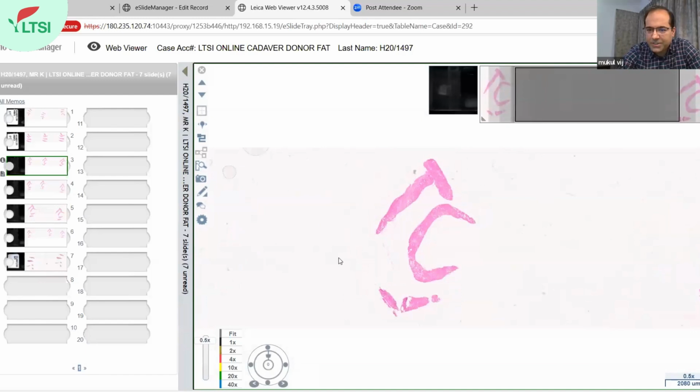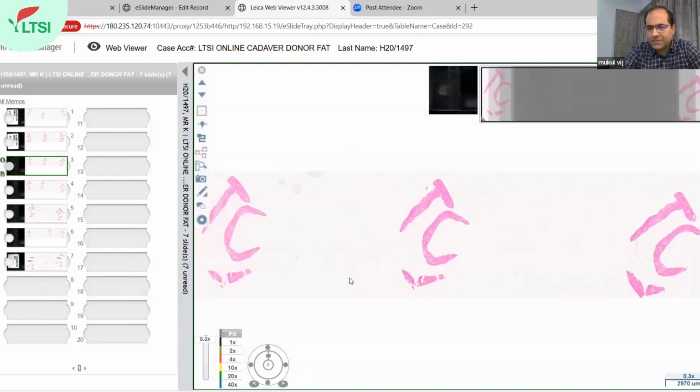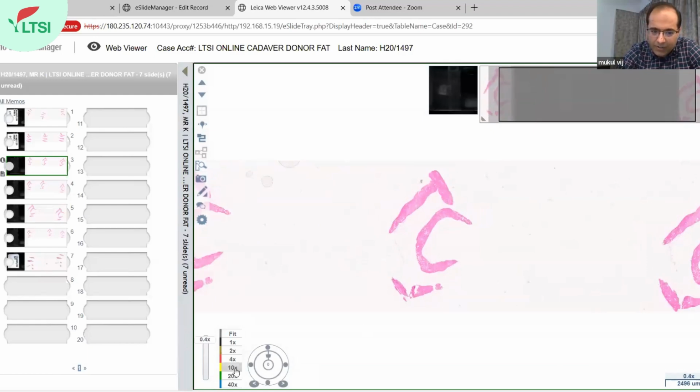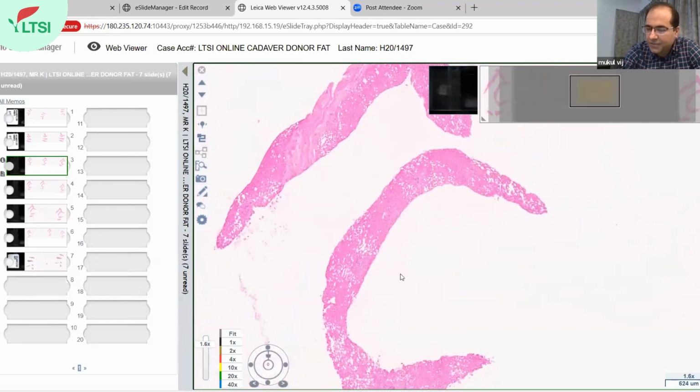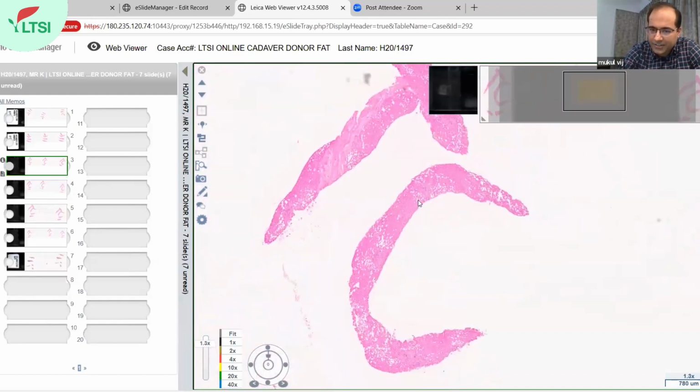Prof, this is the biopsy we received. This is a cadaver donor biopsy. The surgeon suspected that there is fatty change in the liver. I'm showing you the frozen section which was received at our place. In high power, you can definitely see there is fatty change. You can see the clear areas. The whitish areas are all fatty change, and the pink areas are the normal looking hepatocytes.